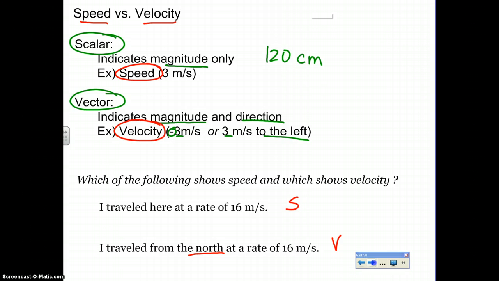I'd like to take this opportunity to point out that both speed and velocity are what we call a rate. That is, we're comparing one physics quantity, something that can be measured with a number, like distance or displacement, to time. When we compare our distance over a certain amount of time, we get a speed. Notice that distance and speed are both scalar. When we compare our displacement over time, both vectors, displacement is a vector, we get velocity, which is also a vector.